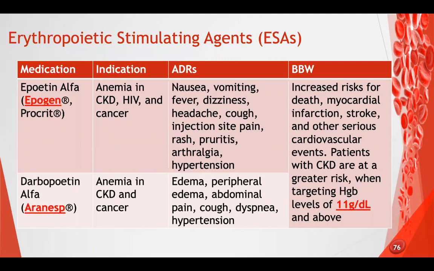The Epogen does have more side effects than the Aranesp, and they both do have a black box warning for the increased risk of cardiovascular issues if they go over hemoglobin levels of 11 grams per deciliter. Now, this is per the FDA, but the kidney specialists and the literature recommend not going over 13 grams per deciliter.